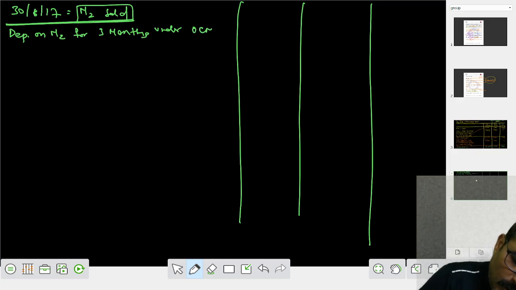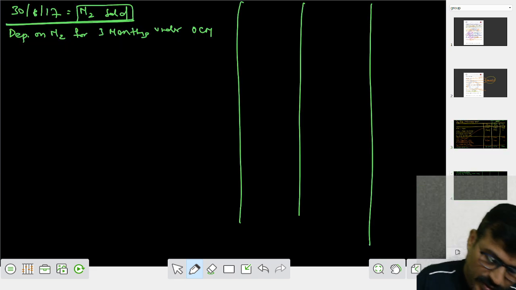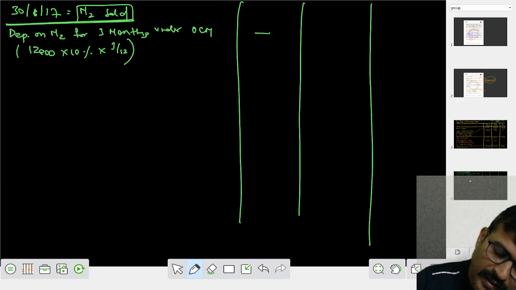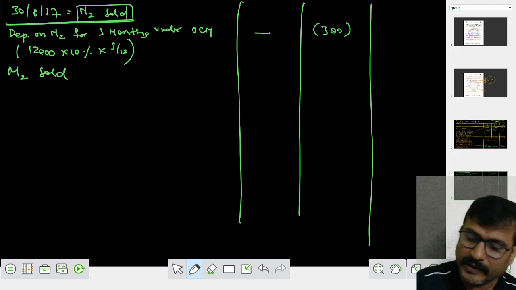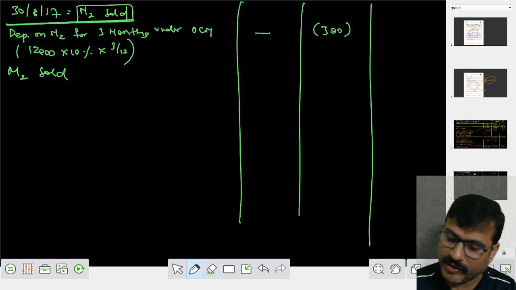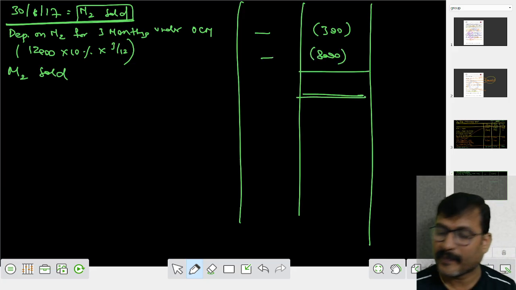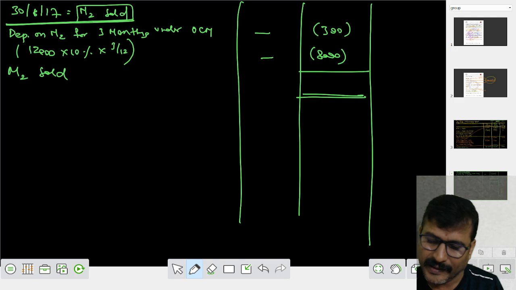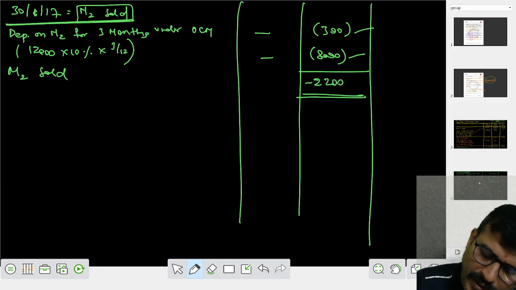Under what method? Under the OCM method. What is the original cost of the second machine? 12,000 rupees. So you take 12,000, 10%, 3 by 12. How much does it come to? First machine dash, second machine 300. Now M2 is sold. See my dear children, M2 is sold for how much? M2 is sold for 8,000 rupees. Now you work out the balance. How to work out the balance? Take 10,500, please use a calculator, 10,500, subtract 300, subtract 8,000. It comes to rupees 2,200 as a positive.